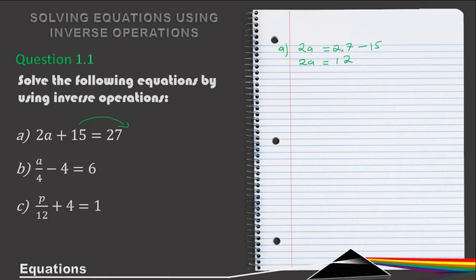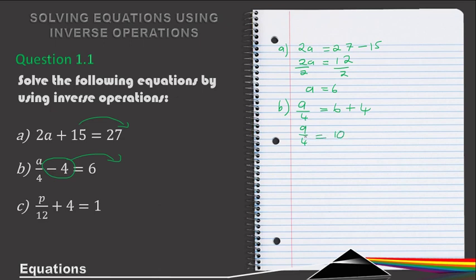Alright, and then to get rid of this 2, I divide both sides by 2, and then I get a is equal to 6. For B, I have a over 4 minus 4 equals to 6. So the first thing I'm going to get rid of is this negative 4. And when I take it over to the other side, it becomes a plus. So this is then a over 4 is equal to 6 plus 4. Okay, so a over 4 is equal to 10.